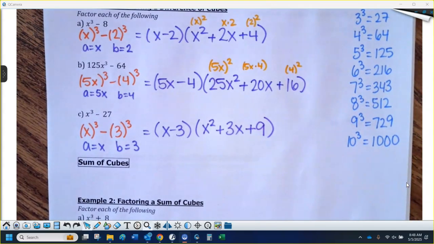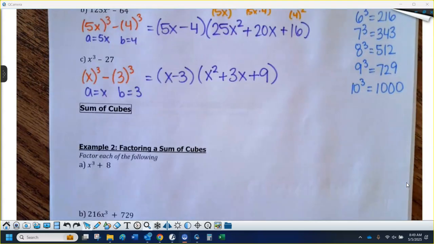If you guys do want to try and multiply this out, you totally can if you want to. We have done this in some previous lessons. I just didn't call it this. But if you multiply that out, all the middle terms will cancel out, and you'll just be left with x cubed minus 27.